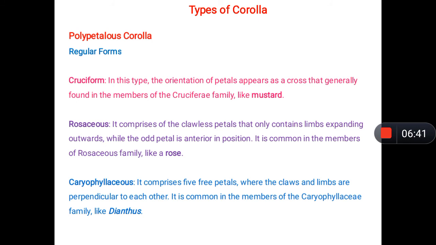Next type of polypetalous corolla in the regular form is caryophyllaceous. It comprises 5 free petals where the claws and limbs are perpendicular to each other. It is common in the members of Caryophyllaceae family. That's why the name of this regular form of polypetalous corolla is caryophyllaceous. Example is dianthus.